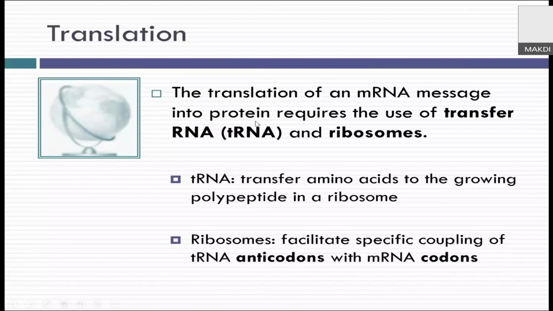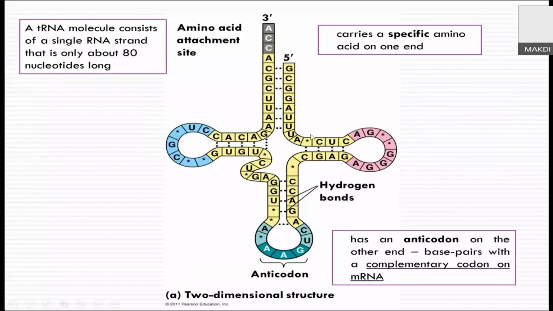Okay, translation. Translation is when you already have the messenger RNA. In translation, the messenger RNA will be transferred to the ribosome, and then with the help of transfer RNA, tRNA. So there are 3 things involved here: mRNA, tRNA, and ribosome. Let's look first at the structure of tRNA. tRNA has an amino acid here.